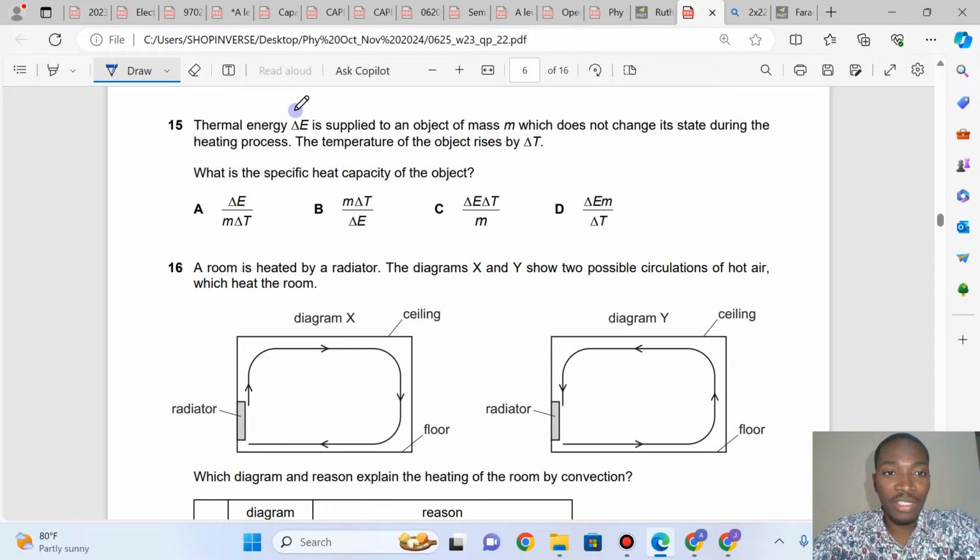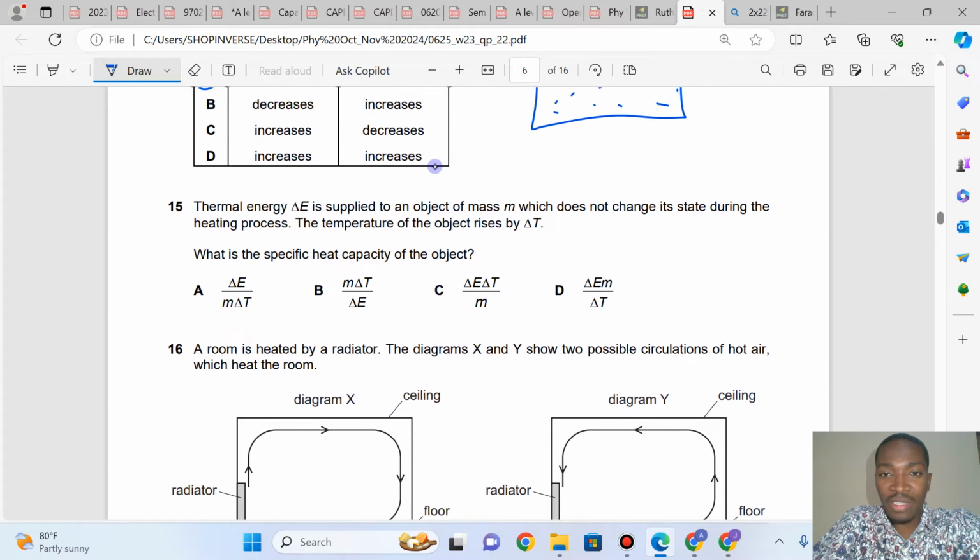Thermal energy, delta E, is supplied to an object of mass m, which does not change its state during the heating process. The temperature of the object rises by delta T. What is the specific heat capacity of the liquid?